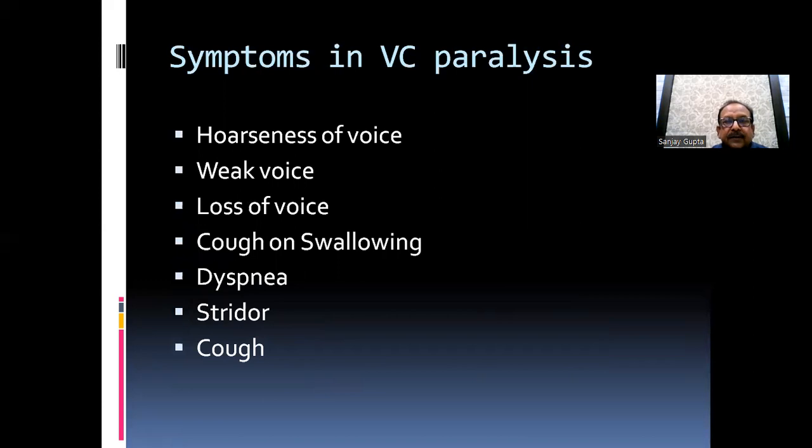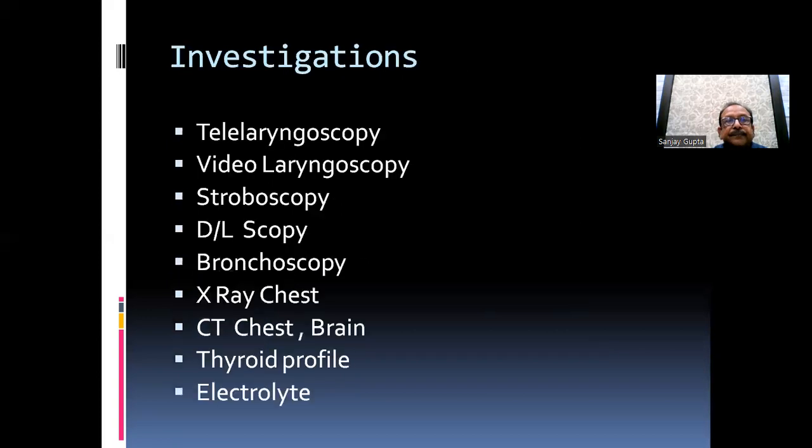Now, how do these patients with vocal cord paralysis present to you in the clinic? The primary complaint will be hoarseness of voice, a change in voice, weak voice, or loss of voice. Sometimes when the patient tries to swallow, he may get a bout of cough. There can be dyspnea, there may be stridor, and there can be cough. So these are the major symptoms with which a patient of vocal cord paralysis will present.